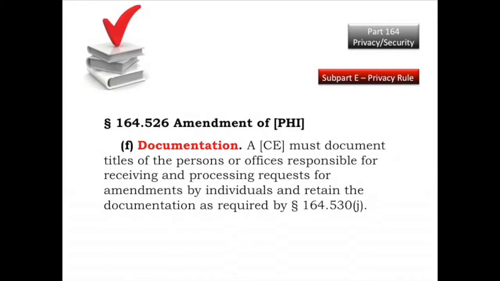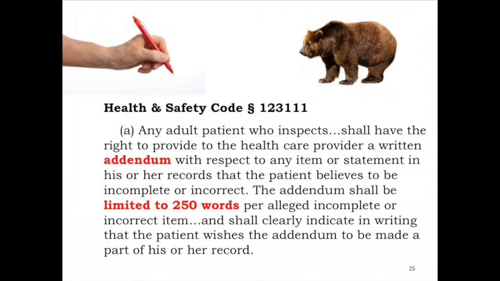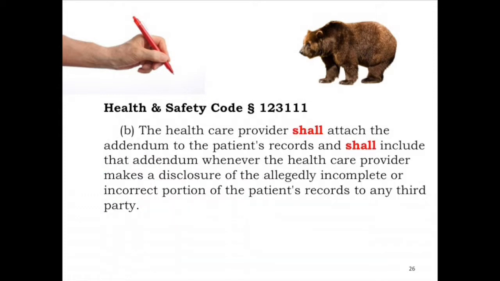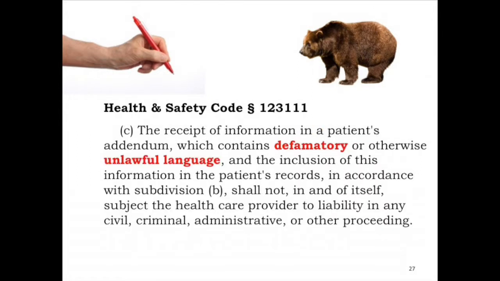The provider must document the names of persons responsible for processing amendments. Patients in California have an absolute right to submit an amendment up to 250 words. A California provider has no right to dispute the patient's 250-word addendum. Even if the addendum has defamatory language, the provider must put it in the patient's chart.